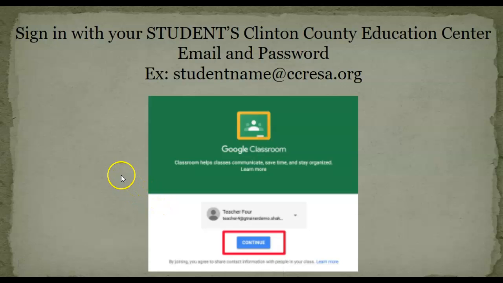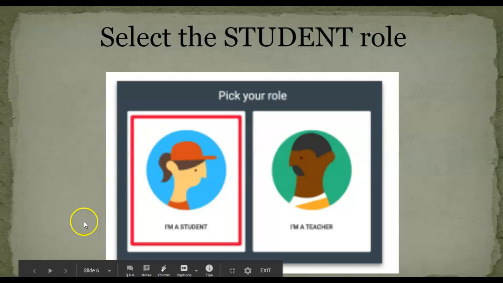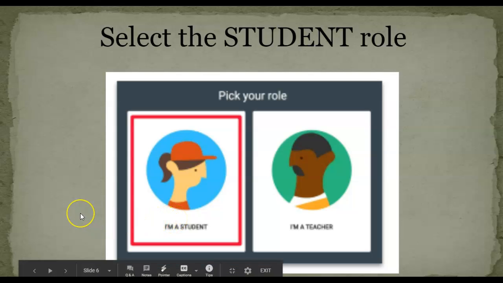Next, you're going to sign in with your student's Clinton County Education Center email and password that is provided to you. Make sure it is your student's email and password. Once you are logged in, click Continue. Next, select the student role. You'll have two options, student or teacher, but you need to select I'm a student as you are selecting the position for your student to enter their teacher's class.